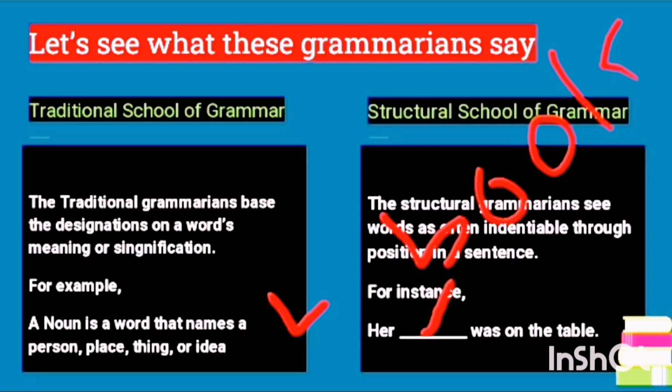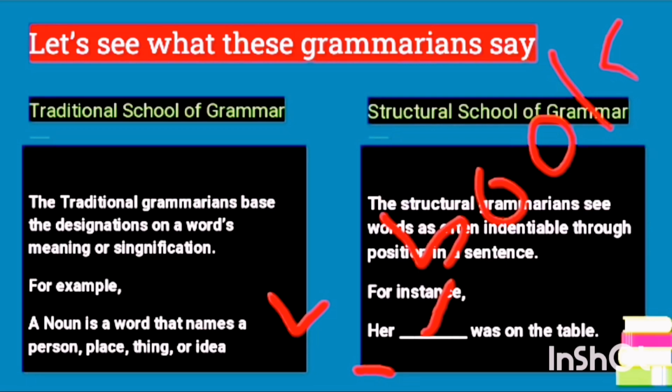And also remember this thing, her is a possessive adjective, and a possessive adjective is always followed by a noun. So this blank is the place of the subject and the subject is always a noun, and also her is a possessive adjective and it is always followed by a noun. So that's why book is a noun, because it is used as the subject of a sentence, or it is used after the possessive adjective her. Okay, so this is all about the two different schools.